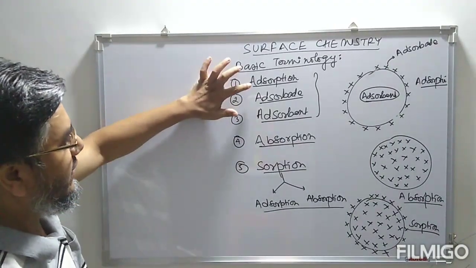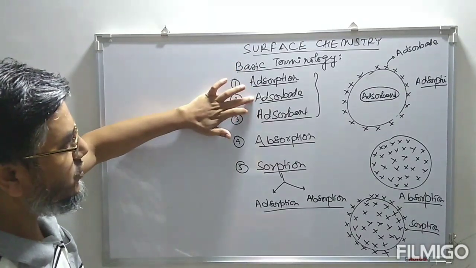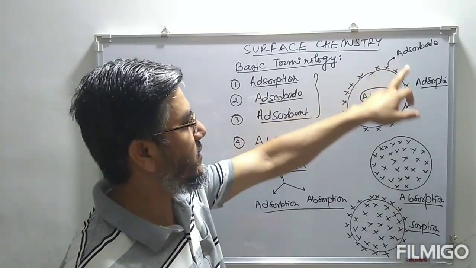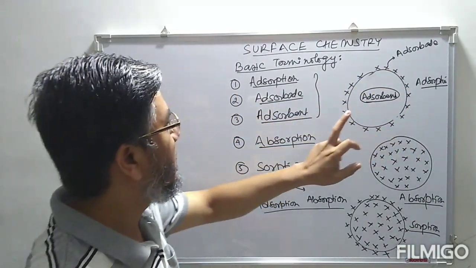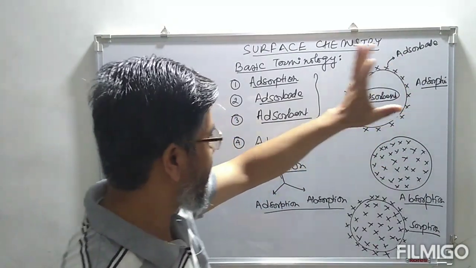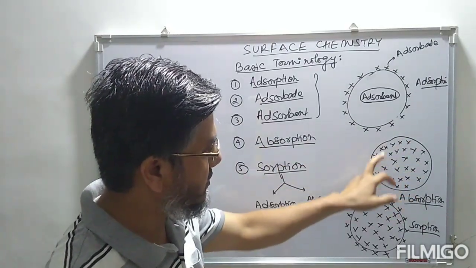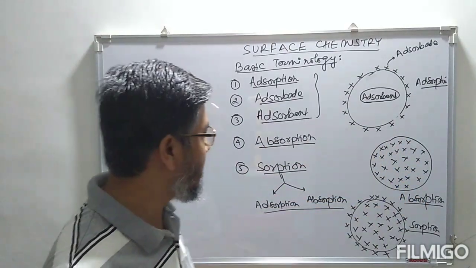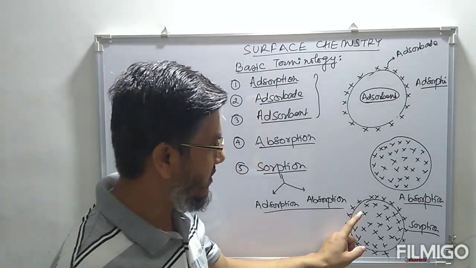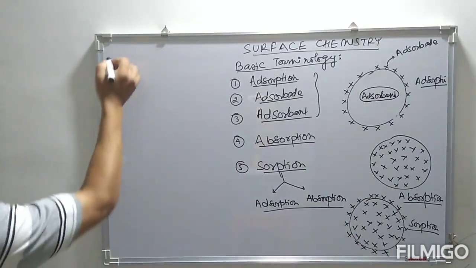So we have adsorption. Adsorption contains two components, adsorbate and adsorbent. Adsorbate molecules are those retained only at the surface. Adsorbent is the substance on the surface of which adsorption is taking place. Absorption is a bulk phenomenon, hence the substance is uniformly distributed inside the bulk. Sorption is where both absorption and adsorption take place simultaneously.